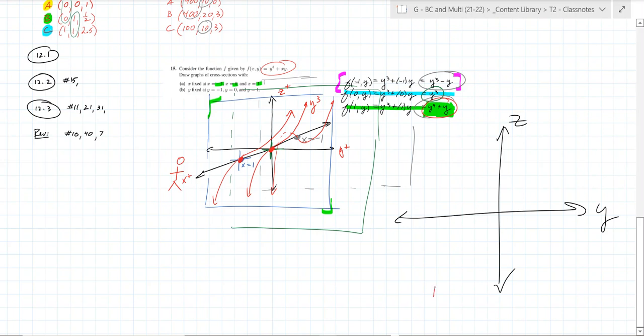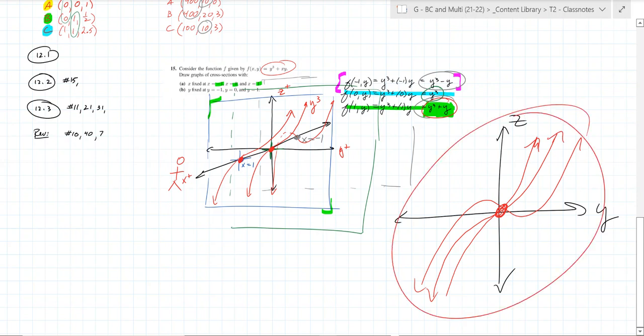3 curves. You would see one of them like this. You would see another one like this, and then you would see another one like this. That goes up and then down. You would see those 3 curves. This is the diagram that I would expect you to draw right here. That's the diagram I would expect you to draw.